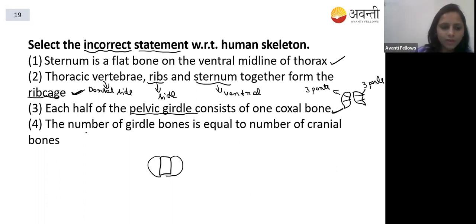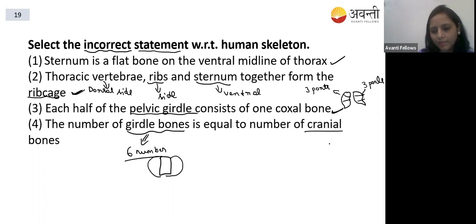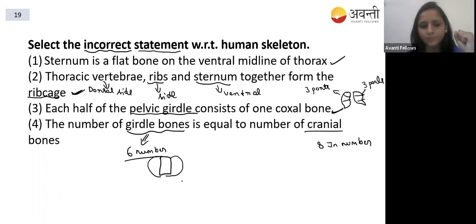Okay. So then coming to the fourth one. The number of the girdle bone is equal to the number of the cranial bones. No, guys. The girdle bone will be 6 in number, whereas our cranial bone will be 8 in number. So that is the reason option 4 is wrong. The girdle bone will be 6 and the cranial bone will be 8.